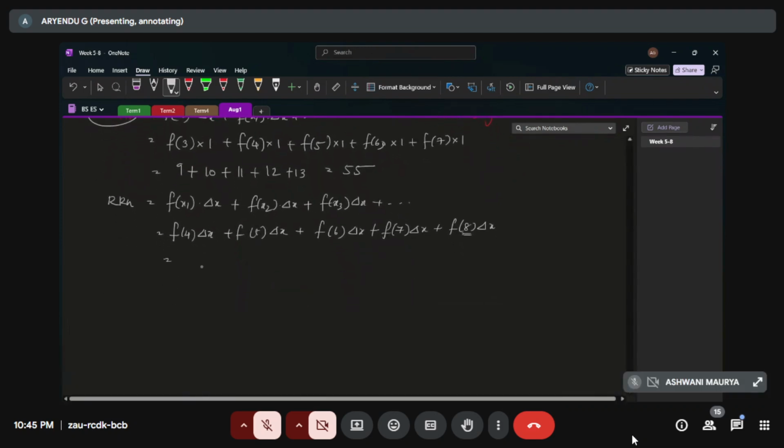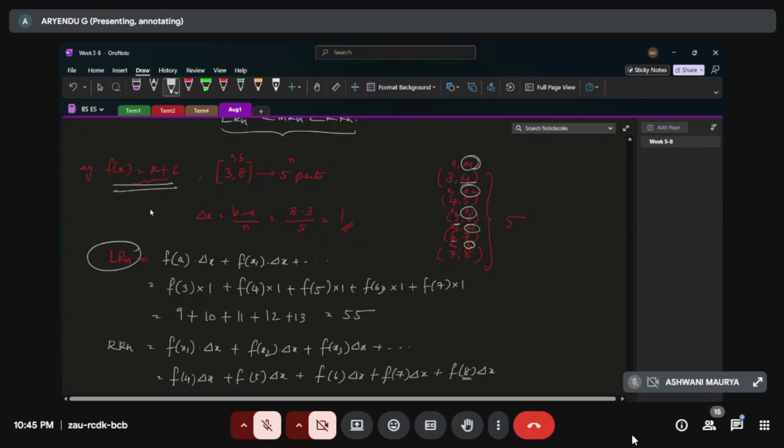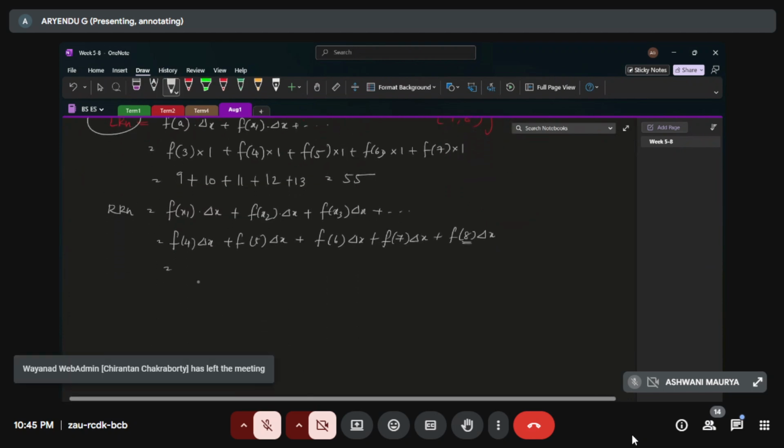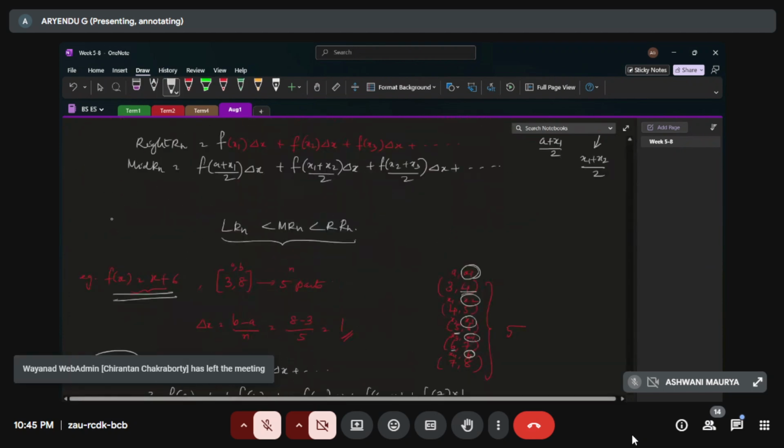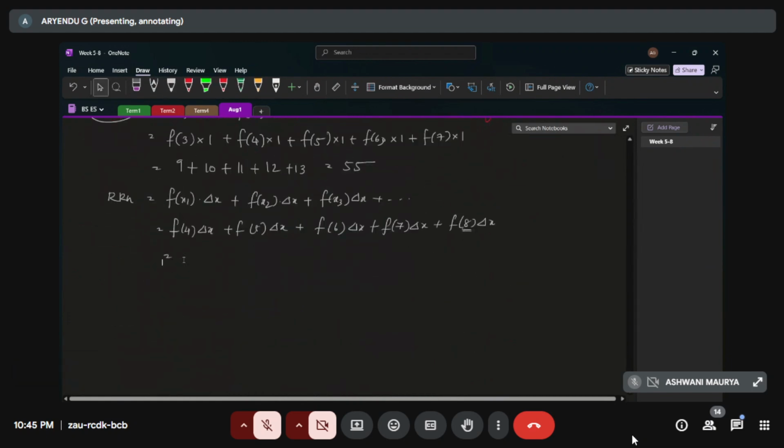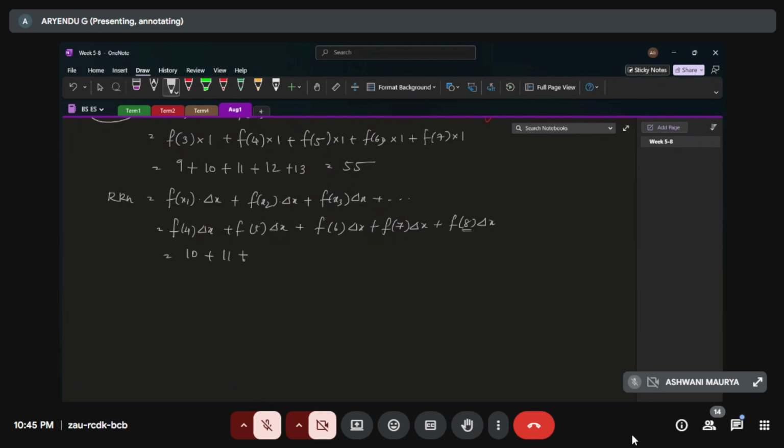So delta x is 1, and our f of x is given by x plus 1. So if we take x plus 6, f of x is given by x plus 6. We take it here, we get 10 plus 5 plus 6 will give us 11 plus 12 plus 13 plus 14. If we add that, we will get 60.